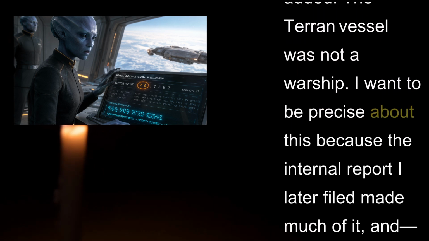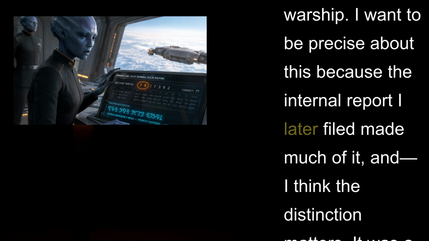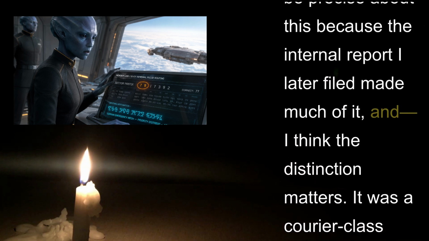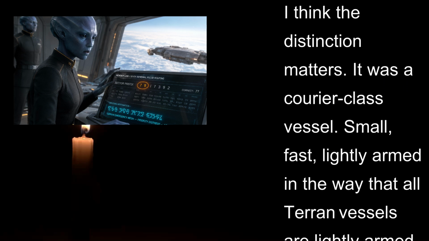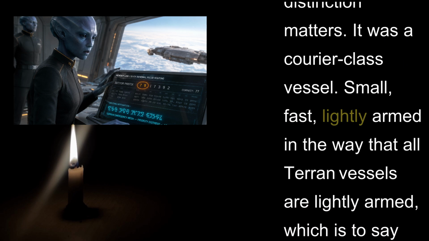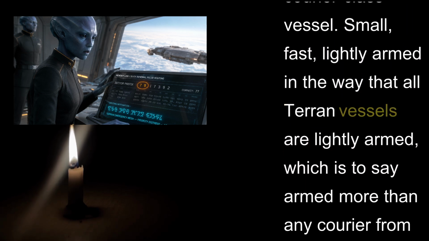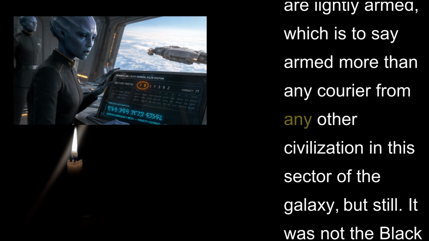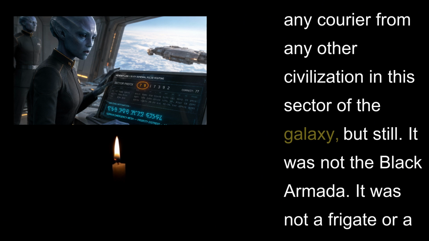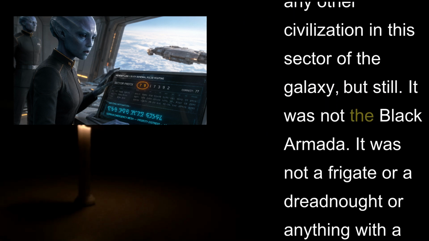The Terran vessel was not a warship. I want to be precise about this because the internal report I later filed made much of it, and I think the distinction matters. It was a Courier-class vessel, small, fast, lightly armed in the way that all Terran vessels are lightly armed, which is to say armed more than any Courier from any other civilization in this sector of the galaxy. But still, it was not the Black Armada.